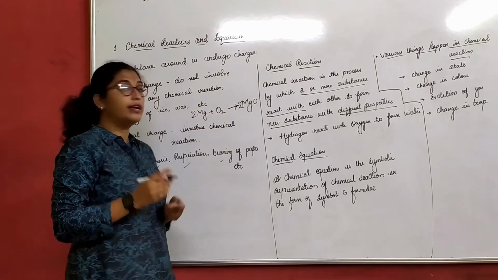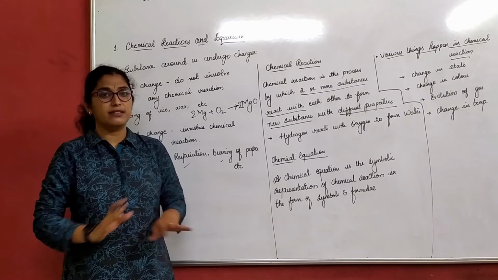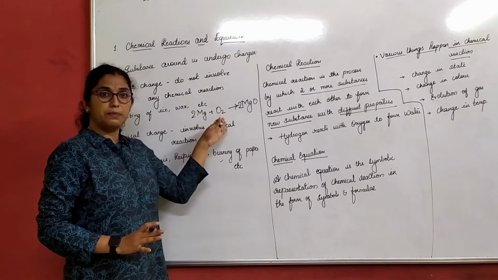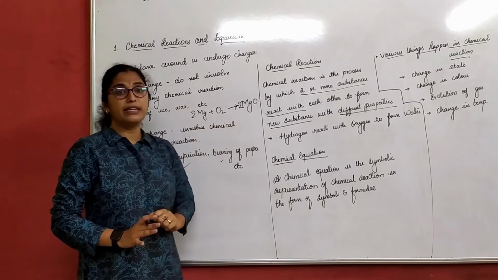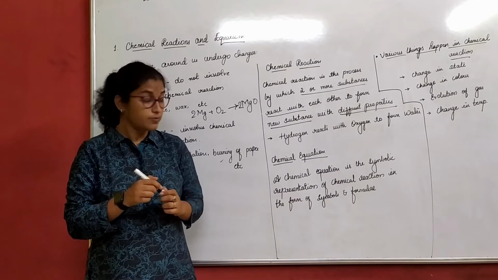Now don't ask me 2 and 2 why I wrote. I said we are not discussing any of the balanced equations here. Okay? Magnesium ribbon, we burned it in the presence of oxygen. We got magnesium oxide. That means we got totally a new product.